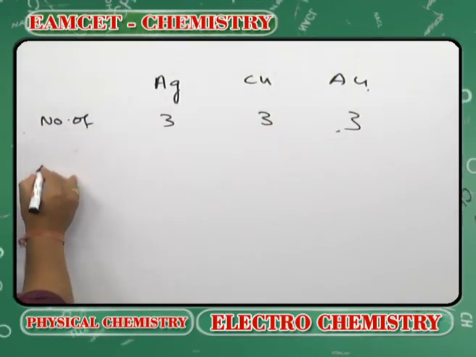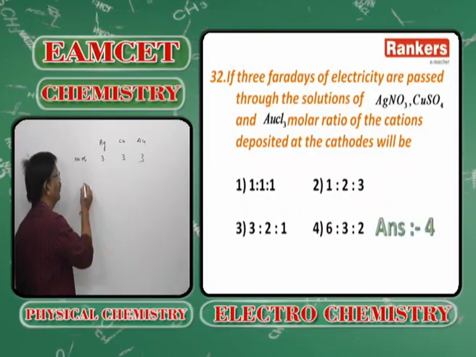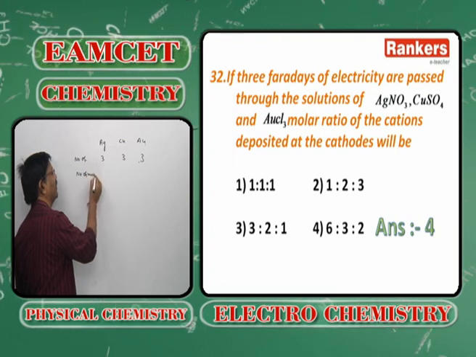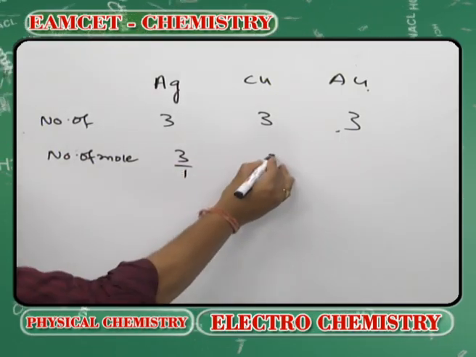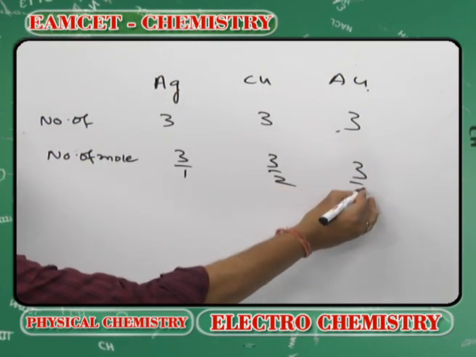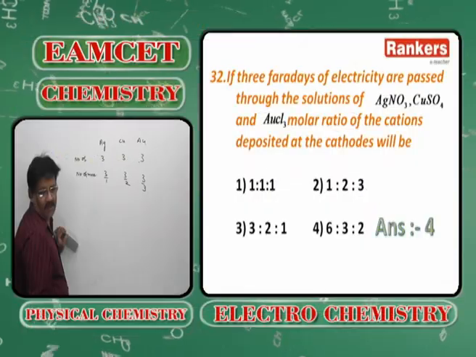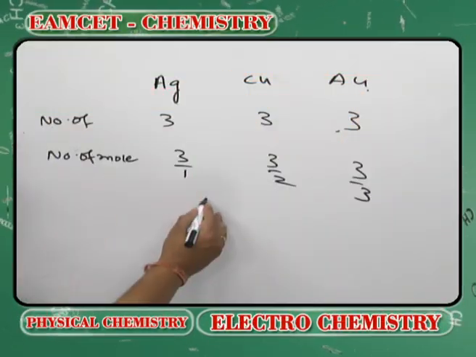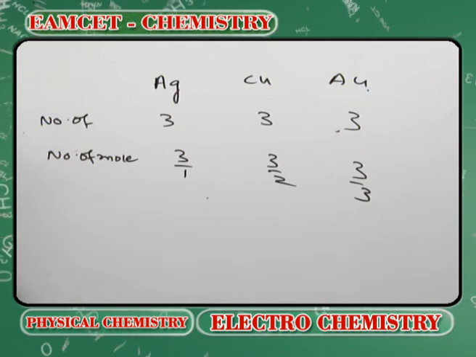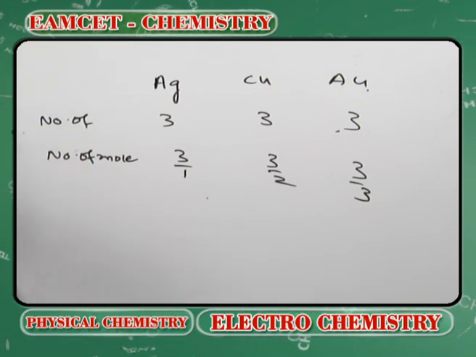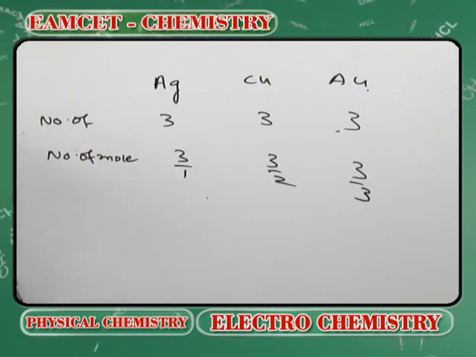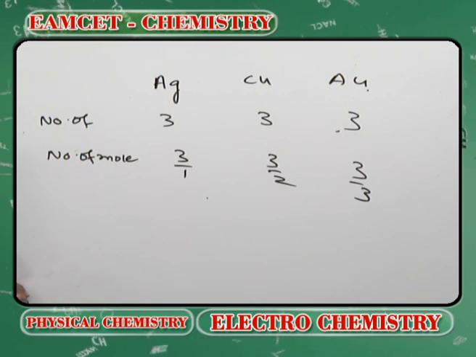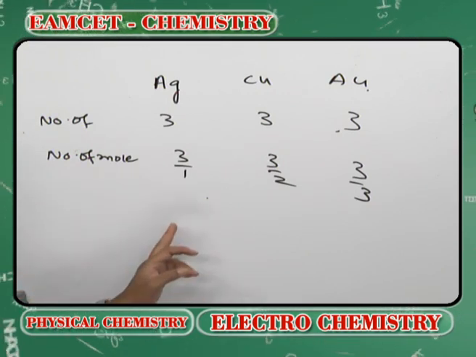So what will be the number of moles? In terms of moles, the number of moles will be 3 by 1, 3 by 1, 3 by 2, 3 by 3, 3 by 3. Now simplifying it, this is 1, and it will be 6 is to AgNO3, CuSO4, gold, 3 by 3.